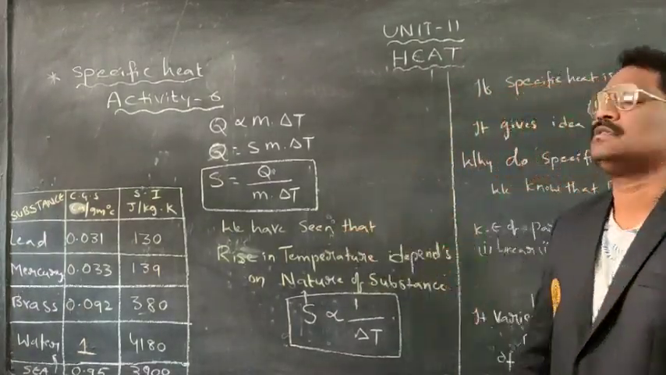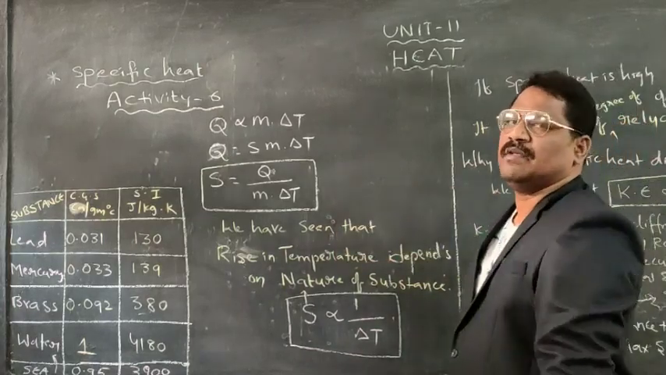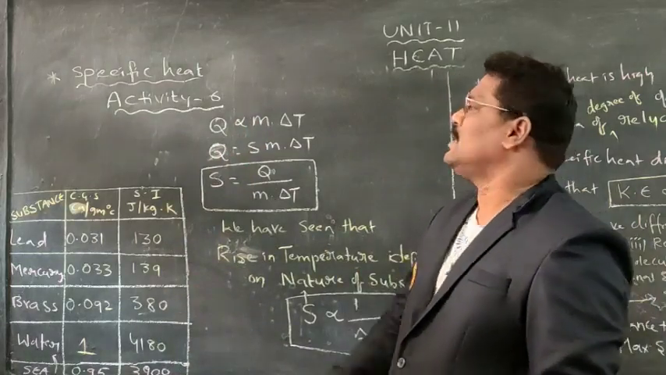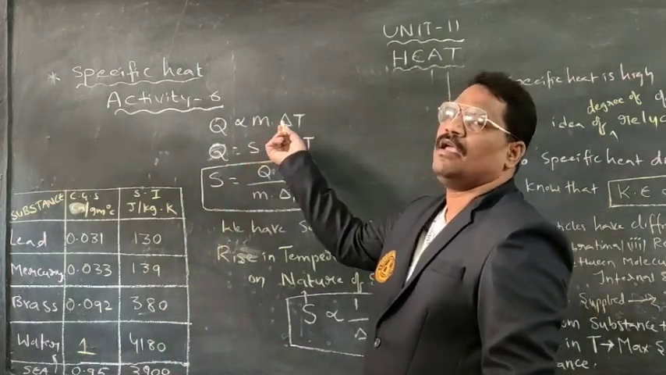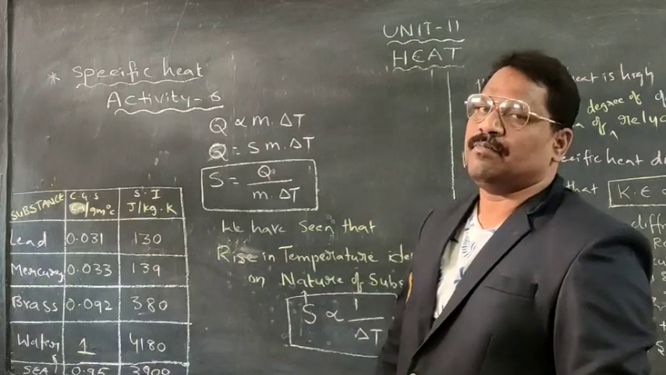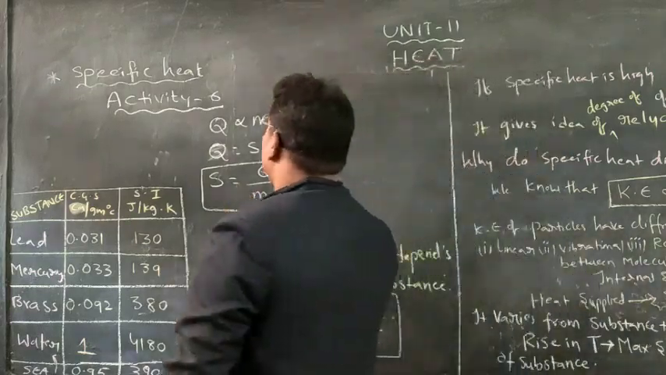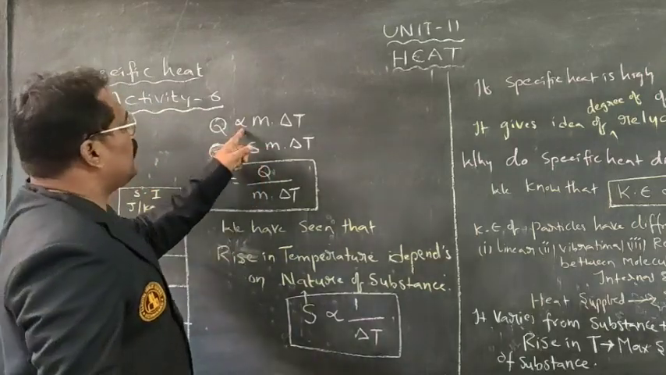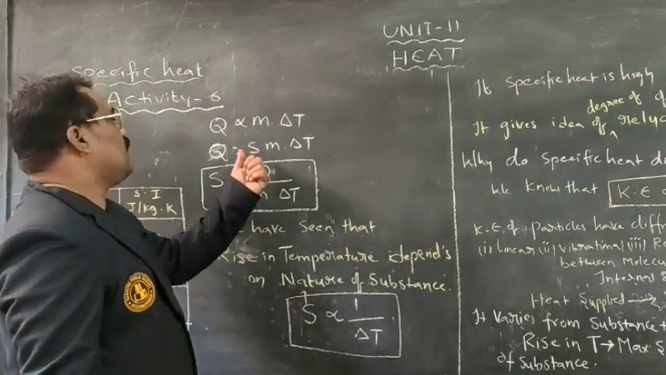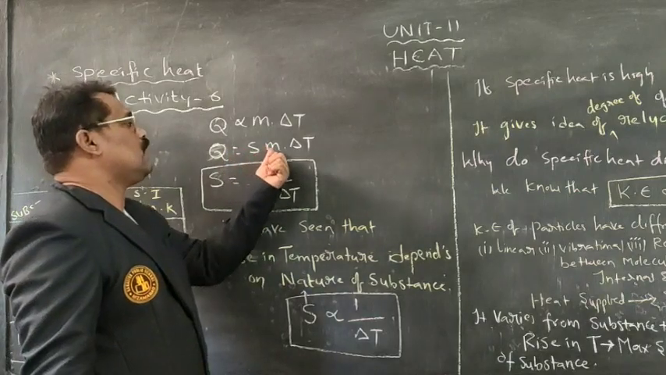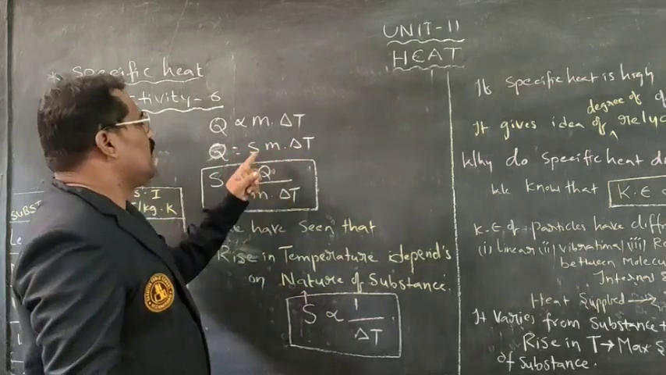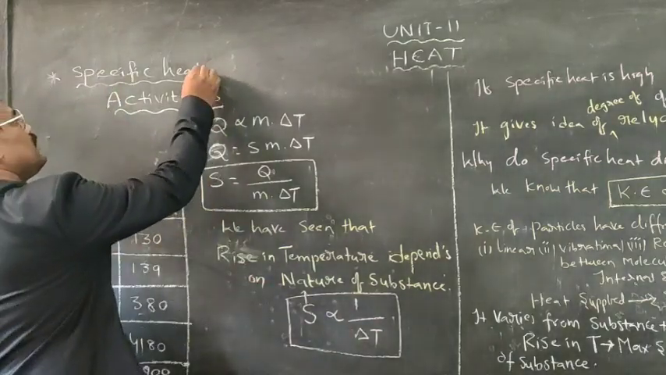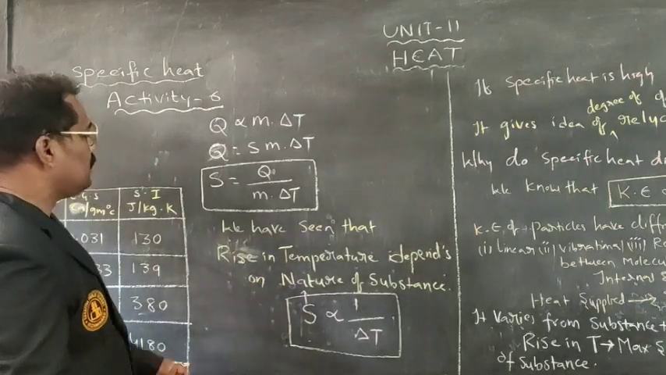Within activity 6, we have completed one concept, that is nothing but what? Quantity of heat absorbed by a body is directly proportional to mass of the body as well as change in temperature. If you frame the relationship, Q is equal to, if you remove this proportionality constant, Q is equal to S into M into delta T, where S is called the specific heat of a substance, as we are dealing with the specific heat of a substance there.